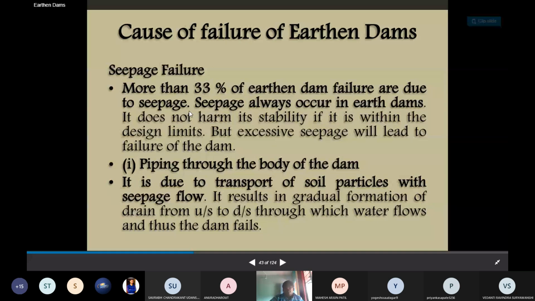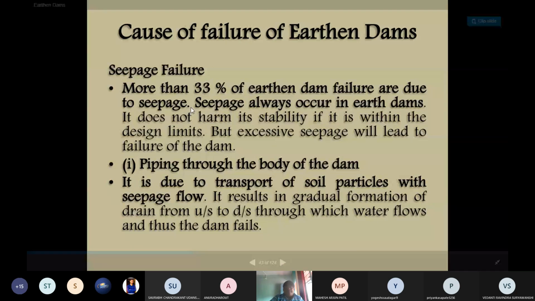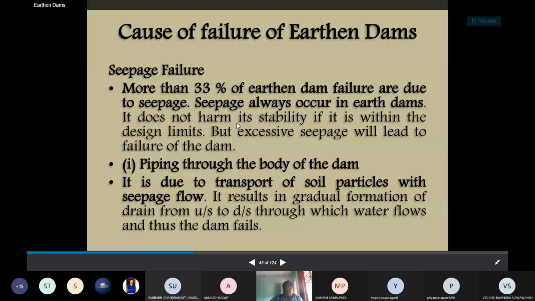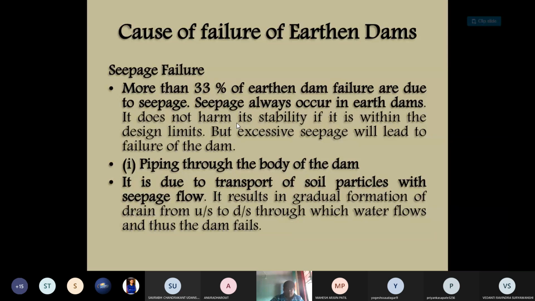Then seepage failure. More than 33% of earthen dam failures are due to seepage, and seepage always occurs in an earthen dam. Because of that, it doesn't harm its stability if it is within the limit. But if it is in excessive quantities, then what will happen? Excessive seepage will cause failure of the dam.